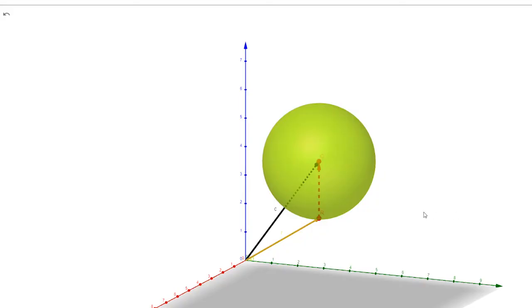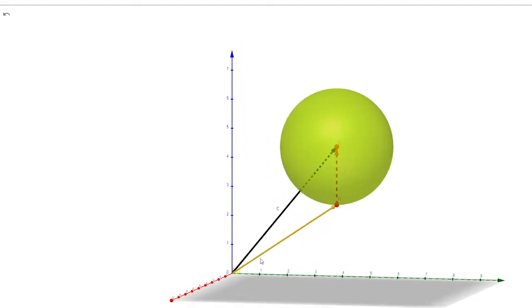Let's just have a look at what the sphere looks like in 3 dimensions. The red axis over here is my x, the green is my y, and the blue is my z axis. And this bit over here is the actual sphere itself. Now you'll notice I've got this yellow line up here. That's actually the vector equation of a point R that lies on the sphere.